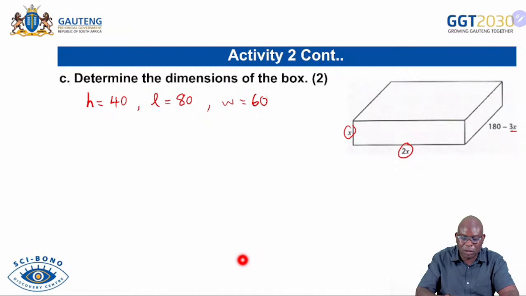So for my dimensions, there are 2 marks for this. I know the 2 marks will go for substituting this one and that one, because the height, which is 40, they're just giving it to us. We know x is 40, they're just giving it to us. And with the length and the width, you need some work to do there.